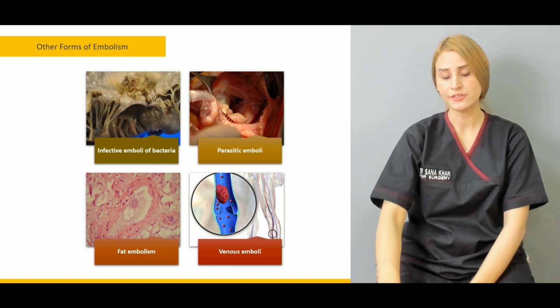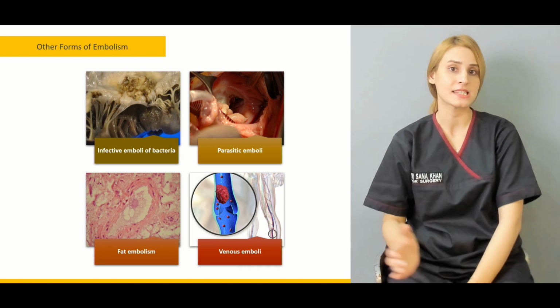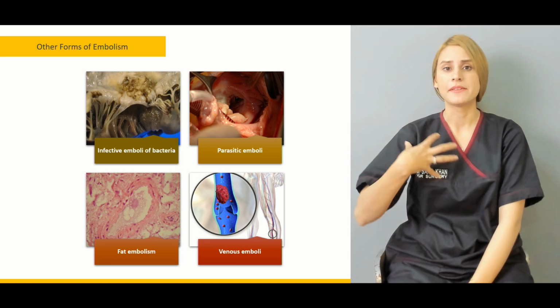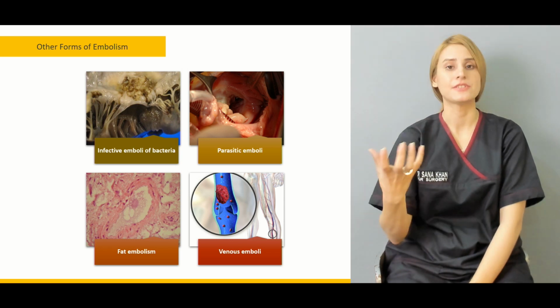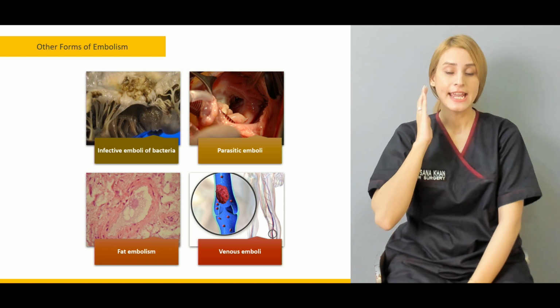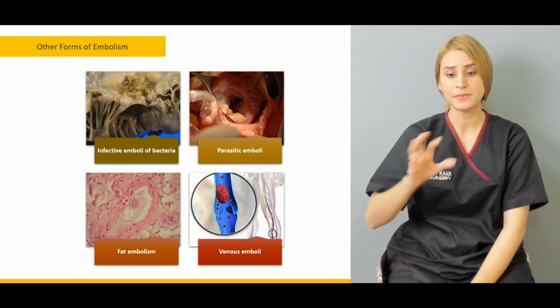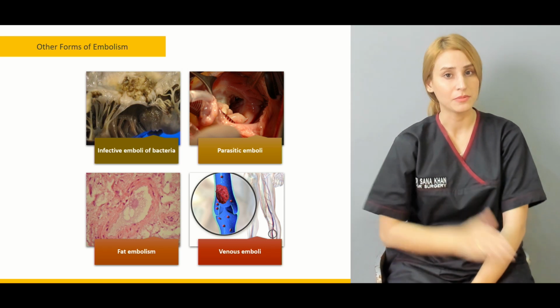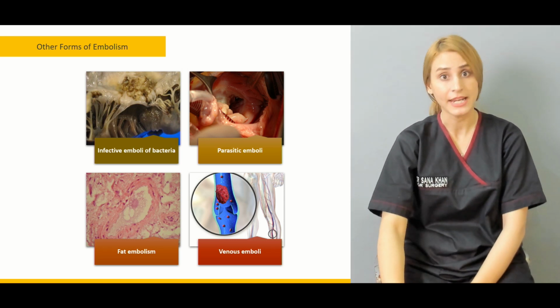And there is another type of emboli as well, which are the venous emboli. Most of the time the venous emboli, because of the superior vena cava and the inferior vena cava, they go to the right atrium of the heart. From the right atrium, they go to the right ventricle. So most of the time, these venous emboli get dislodged and get stuck in the pulmonary artery, and the patient develops pulmonary embolism.